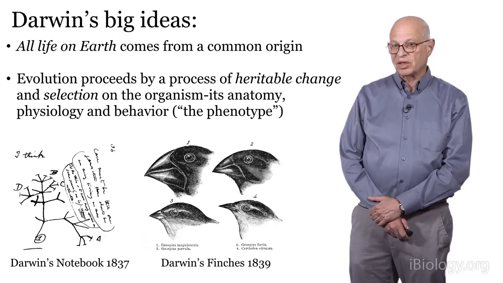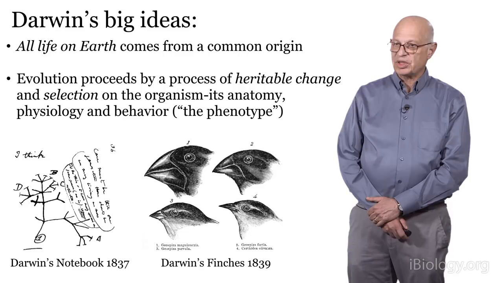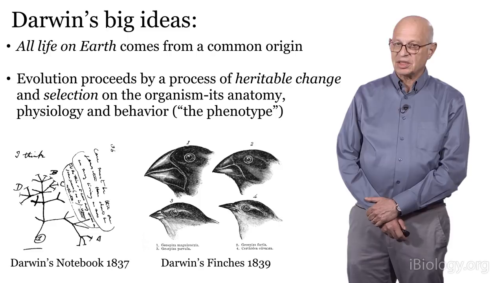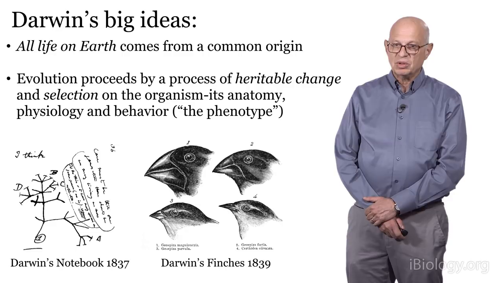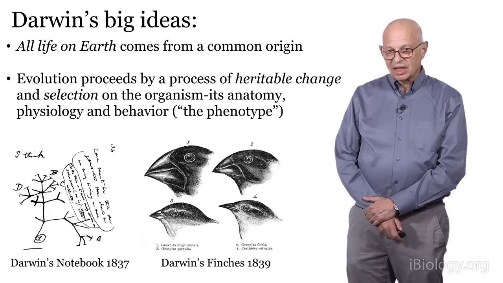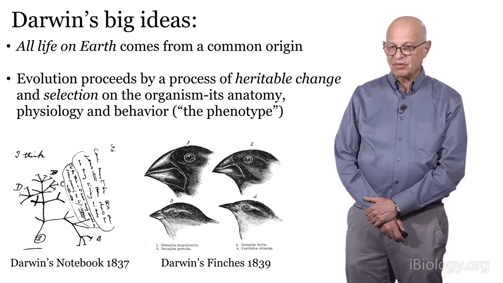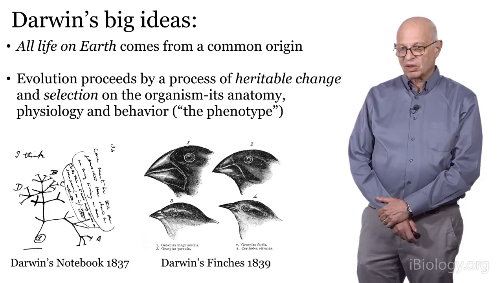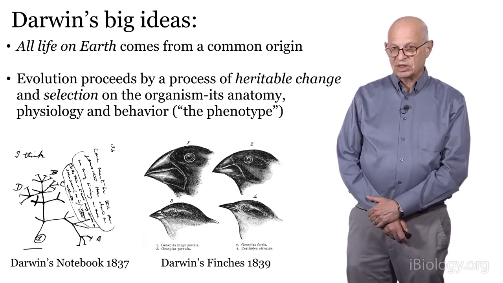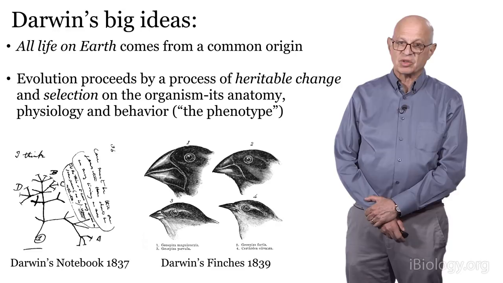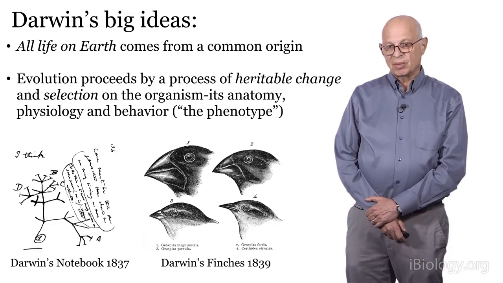And the second big idea is that it proceeds by a process of heritable change and selection. And the selection is on the organism itself, on what we call the phenotype, and that includes its anatomy, its physiology, its behavior. And again, if you look at the bottom on the right, you see the anatomy of the various species of finches that he found on the islands of the Galapagos, which we now believe originated from a simple founding species that under the pressure of selection, which was mostly the nature of the food and the temperature, developed various different shapes appropriate to the kind of food that was available to them. And that very much influenced him as well.